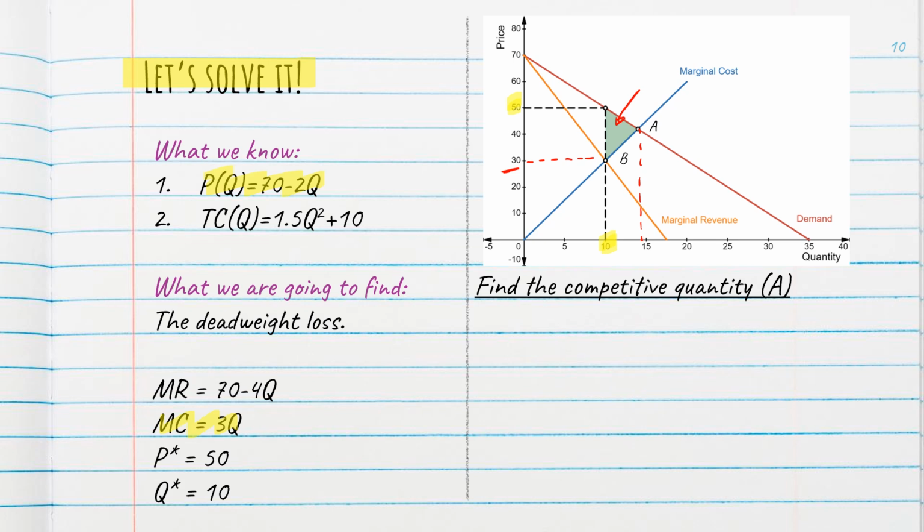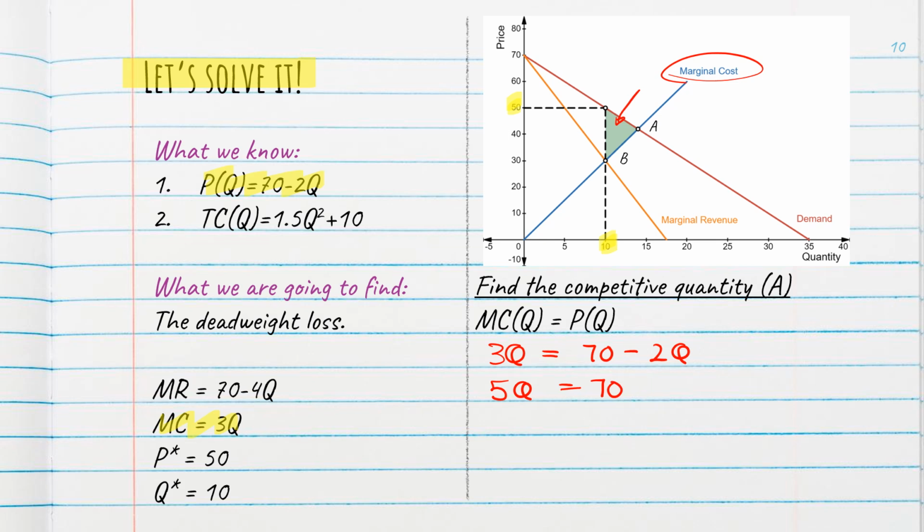So if this market happened to be perfectly competitive, then we know that the marginal cost curve is functionally the supply curve, and we would set supply equal to demand. So that's what we're going to do. We're going to set marginal cost equal to inverse demand and solve for Q, and that Q will be the competitive quantity. So the marginal cost here is 3Q, and I'm going to set that equal to 70 minus 2Q. Rearranging, I get 5Q is equal to 70. Dividing both sides by 5, I get that Qc, the competitive quantity, is 14. So that point A occurs where quantity is 14.